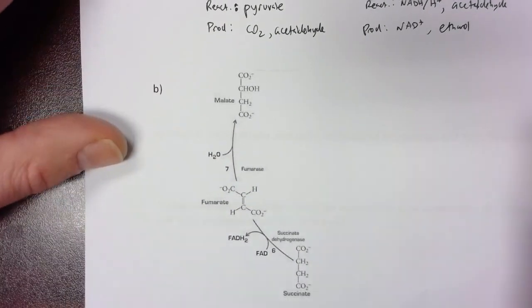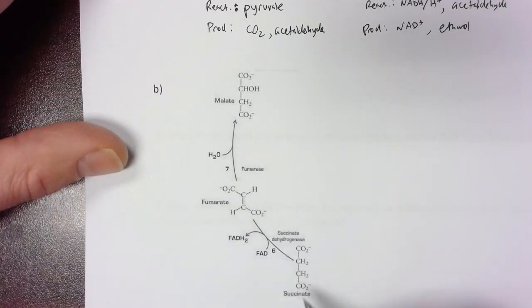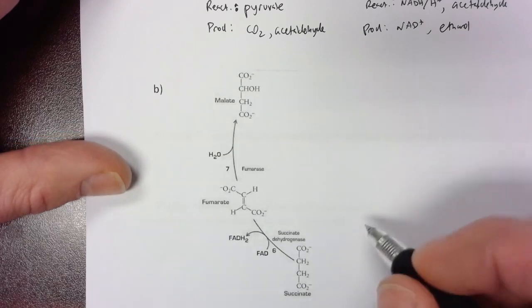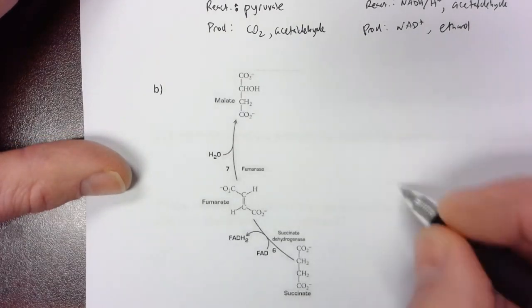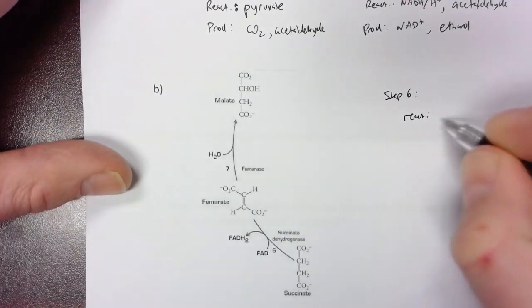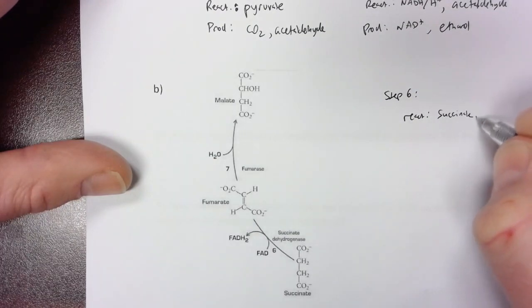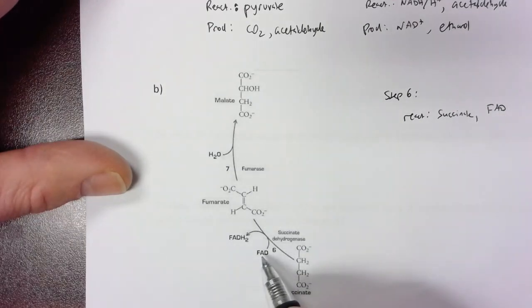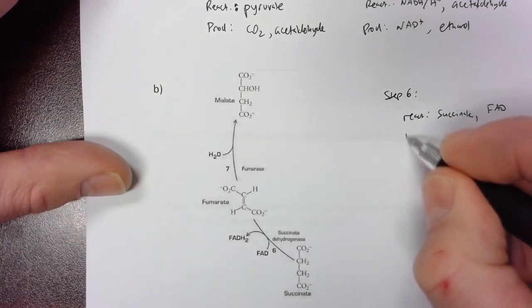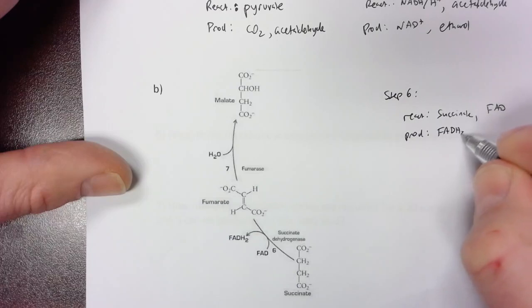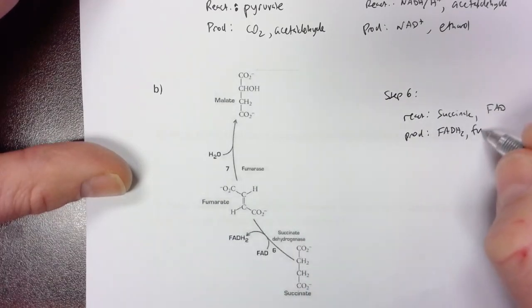So that's kind of how you would explain this process in words. On the next one, we can do a similar thing. Let's start with step 6 down here. In step 6, succinate is a reactant. So I'll write step 6 and reactant, succinate, and then FAD is another reactant. FAD and succinate. Products, FADH2 and fumarate.